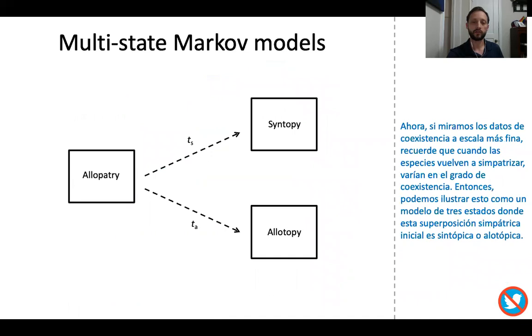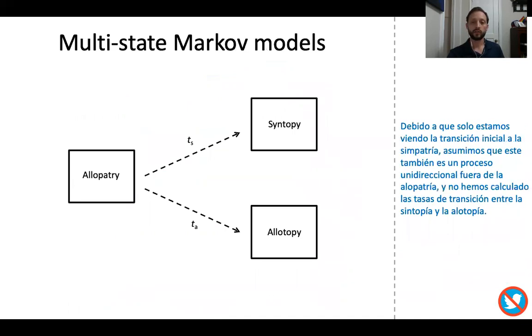Now, if we look at the finer scale co-occurrence data, recall that when species come back into sympatry, they vary in the degree of co-occurrence. So we can illustrate this as a three-state model where the initial sympatric overlap is either syntopic or allotopic. Because we're just looking at the initial transition to sympatry, we assume that this is also a one-way process out of allopatry, and we don't have to calculate the transition rates between syntopy and allotopy.